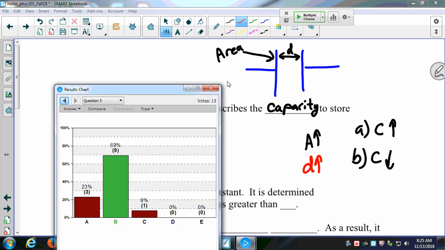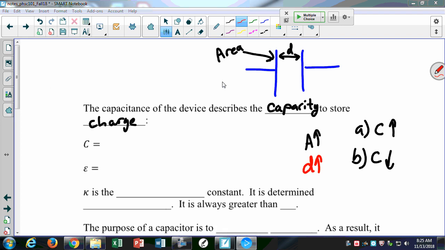Okay, good. B is right. So if D is increased, C is decreased. If A is increased, C is increased. If I make the plates bigger, they can just store more charge. If I pull the plates apart, you can think of it as spreading the energy around more, and so I can get fewer charges on the plates. Yeah? So if D increases, C decreases.